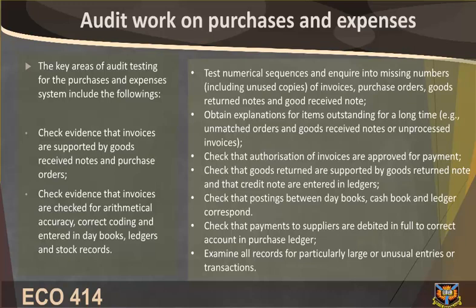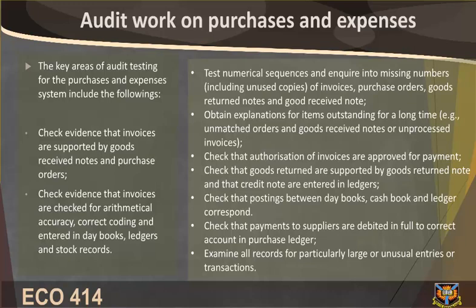Audit work on purchases and expenses. The key areas of audit testing for the purchases and expenses system include the following. Check evidence that invoices are supported by goods received notes and purchase orders. Check evidence that invoices are checked for arithmetical accuracy, correct coding, and entered in daybooks, ledgers, and stock records.